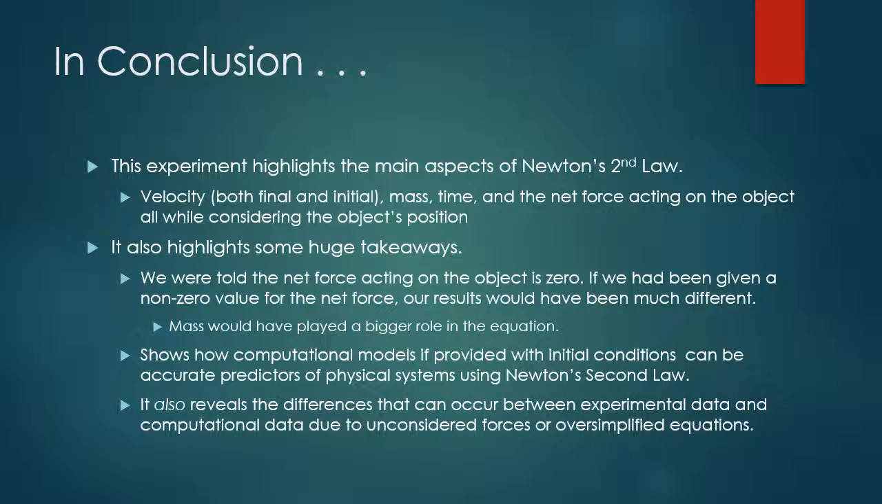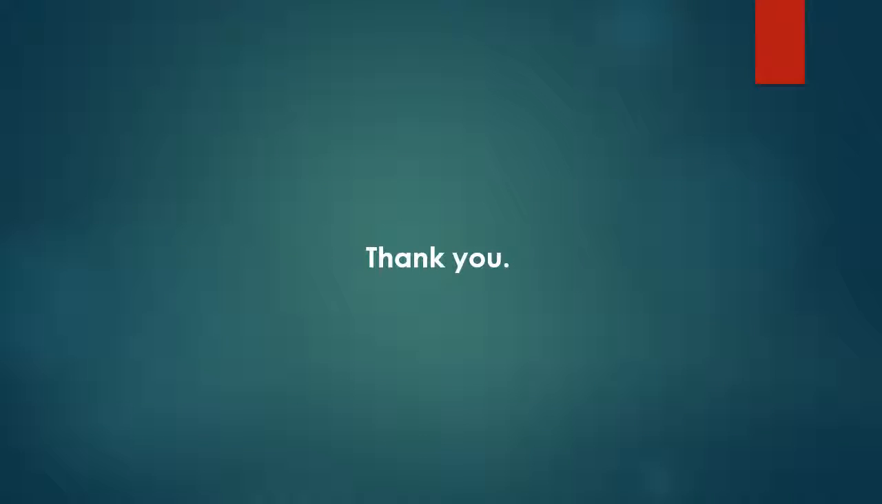In conclusion, this experiment highlights the main aspects of Newton's second law: velocity, both final and initial, mass, time, and the net force acting on the object, all while considering the object's position. It also highlights some huge takeaways. We were told the net force acting on the object is 0. If we had been given a non-zero value for the net force, our results would have been much different. Mass would have played a bigger role in the equation. It also shows how computational models, if provided with initial conditions, can be accurate predictors of physical systems using Newton's second law. It also reveals the differences that can occur between experimental data and computational data due to unconsidered forces or oversimplified equations. This concludes my presentation.